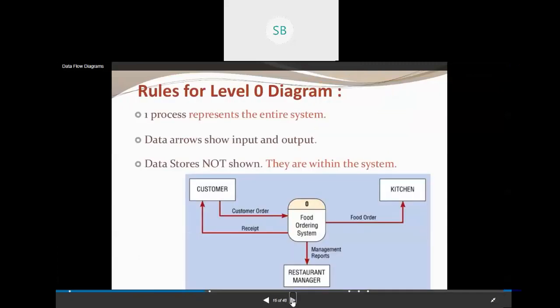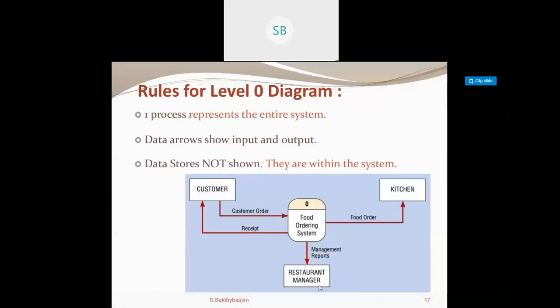So what are the rules for the level 0 diagram? That one process represents the entire system. So check here in the context level diagram, we give the level as 0, because it is the level 0. So this is the only one process. There are entities, these are the data stores, right? Customer, kitchen, and restaurant manager are the data stores.